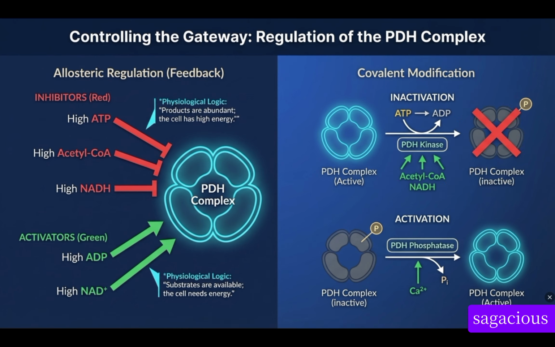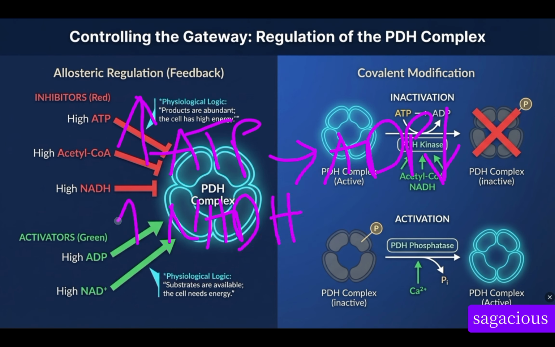Now let me explain something you have to memorize, or something you have to master. Whenever ATP is high, ADP is low. So they are inversely proportional to each other. Whenever NADH is high, NAD positive is low. So these two are inversely proportional to each other, and ATP and NADH are directly proportional to each other.